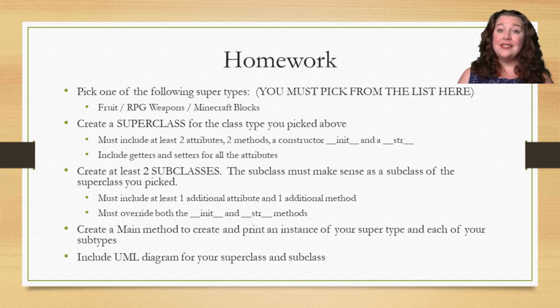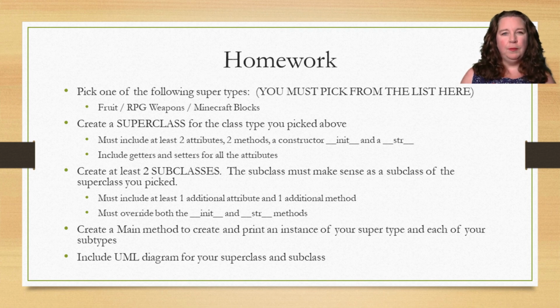Your homework is not out of the book, so you have to be watching this video to get your homework assignment. For your homework, you are going to pick one of the 3 types I have listed here. You are going to pick either fruit, so bananas, apples, grapes, oranges, apples. I think I said apples twice. RPG weapons, because they're a kind of fun one to do. So swords or crossbows or magic wands, something along those lines. Something that is a weapon that has methods. Or you can pick Minecraft blocks.